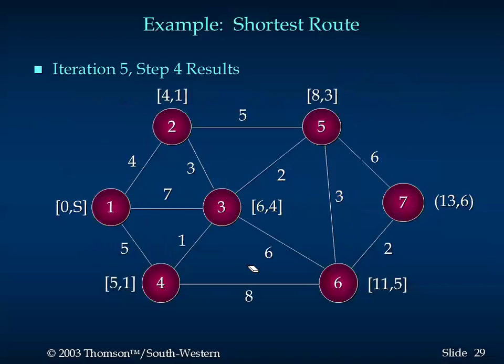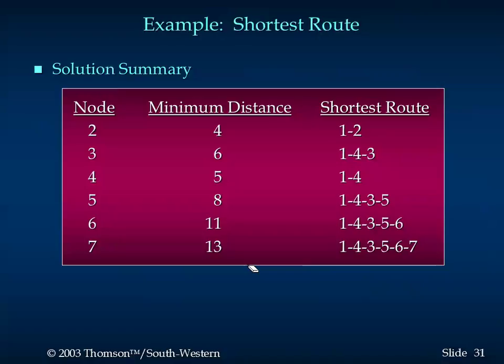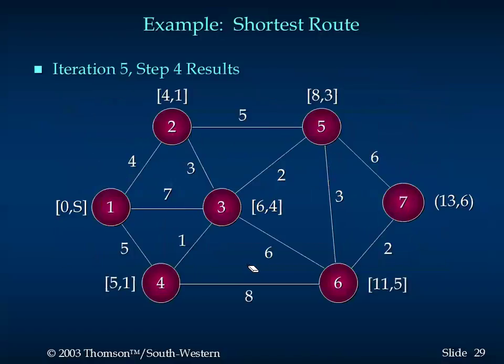So the shortest distance from 1 to 2 is 4. Shortest distance from 1 to 3 is 6. From 1 to 4 is 5. Okay? And that tells us the shortest path also. 4, 6, 5, and the shortest paths are 1, 2; 1, 4, 3; and 1, 4. Okay? Yeah, 1, 4, 3. Then the shortest distance to 5 is 8, and the path is 1, 3, 5.